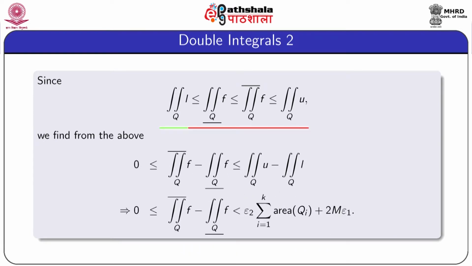Since integral of L ≤ lower integral of f ≤ upper integral of f ≤ integral of U, from the above we find that 0 ≤ upper integral of f − lower integral of f ≤ the difference between the integrals of U and L. This implies 0 ≤ upper integral of f − lower integral of f < ε₂ Σ (i = 1 to k) area Qᵢ + 2Mε₁.